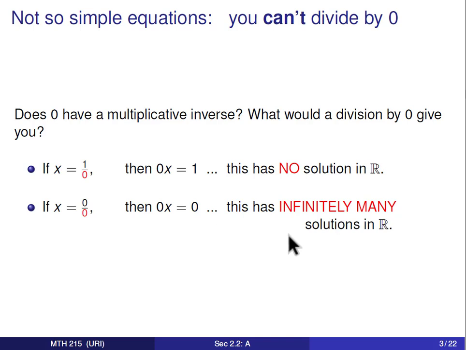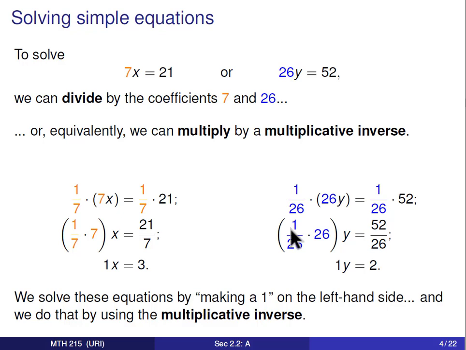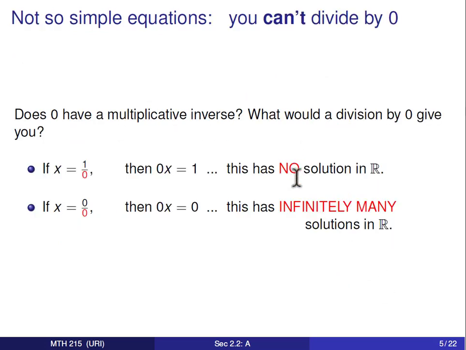So this is one reason why we often refer to these kinds of divisions as undefined. There just is not a single correct answer in these situations. Now contrast that with what we just saw for these equations that started with a number that did have a multiplicative inverse. You're able to solve for the x, and there is exactly one solution for x or for y. That's not the case when we are solving equations that involve a zero in front.